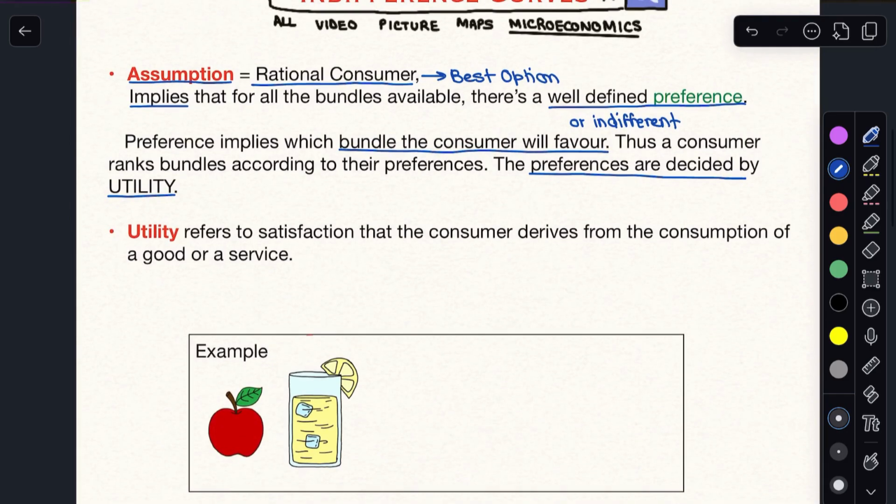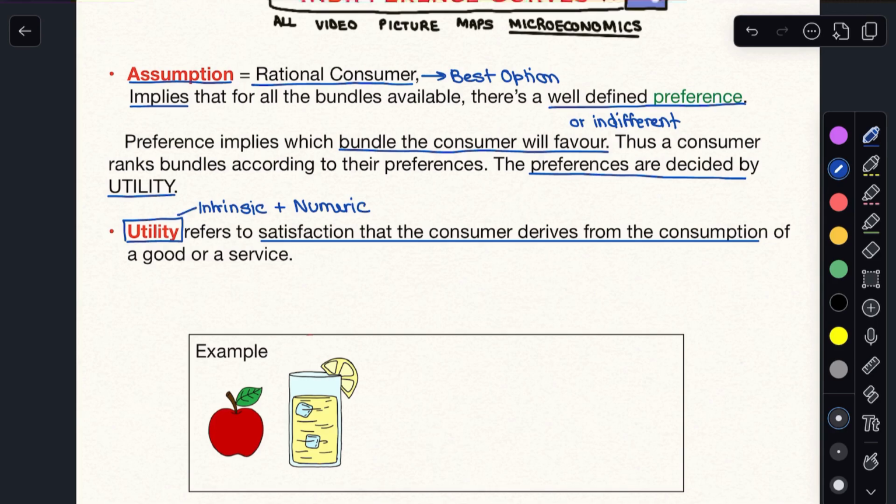Now, utility is another important concept in consumer theory. It refers to the satisfaction that a consumer derives from consumption of a good or service. It is intrinsic in nature and allows us to assign a numerical value to the consumption done by a consumer.